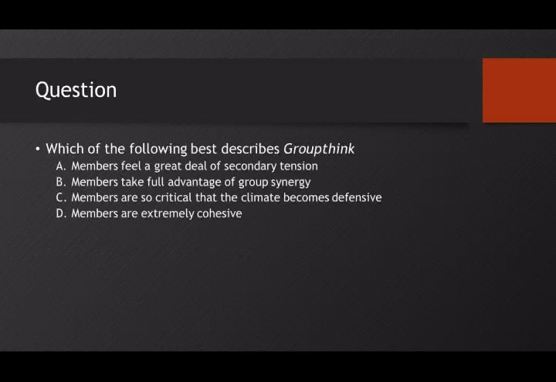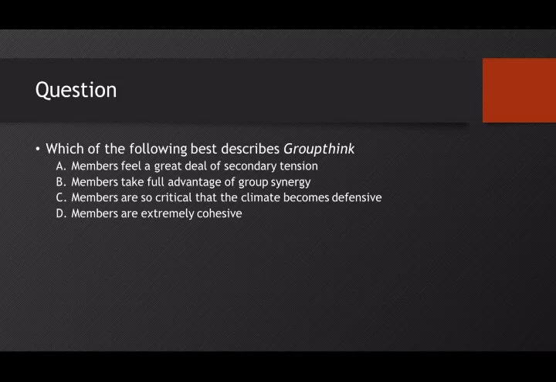So the last question here is, which of the following best describes groupthink? A, members feel a great deal of secondary tension. B, members take full advantage of group synergy. C, members are so critical that the climate becomes defensive. Or D, members are extremely cohesive. The correct answer to this is D, members are extremely cohesive.